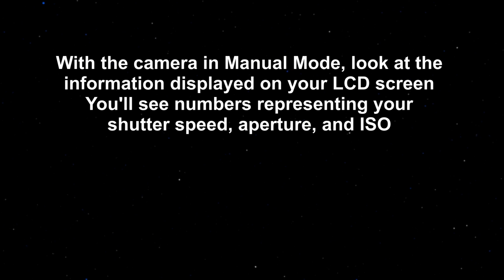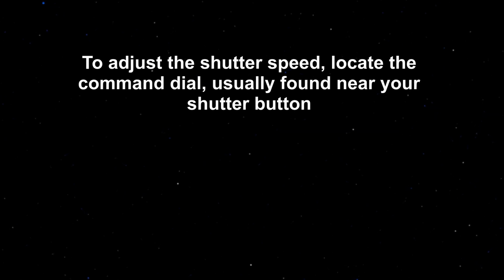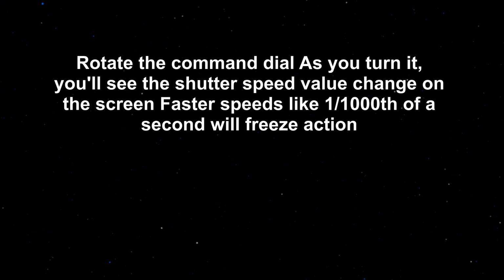With the camera in manual mode, look at the information displayed on your LCD screen. You'll see numbers representing your shutter speed, aperture, and ISO. To adjust the shutter speed, locate the command dial, usually found near your shutter button. Rotate the command dial. As you turn it, you'll see the shutter speed value change on the screen.